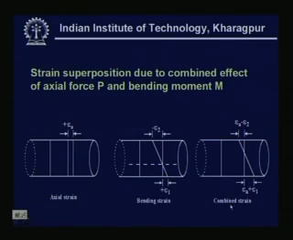Now, the genesis of this superposition lies in the strain superposition due to the combined effect of axial force P and bending moment M. This is just an example, where we have an axial force P and a bending moment M. Why has this example been chosen? Because axial force creates a normal stress and bending stress also creates a normal stress.